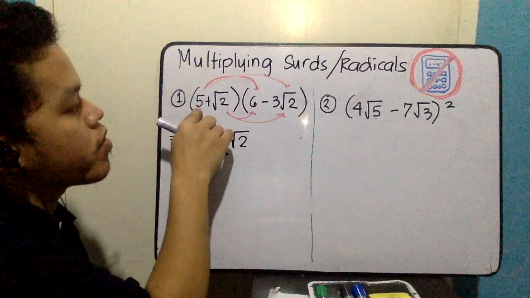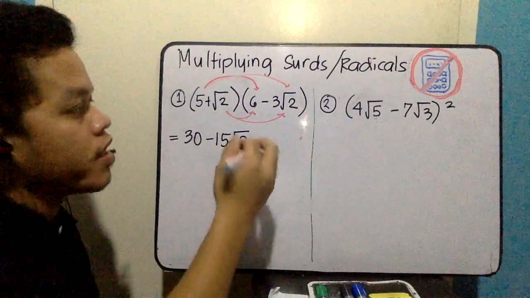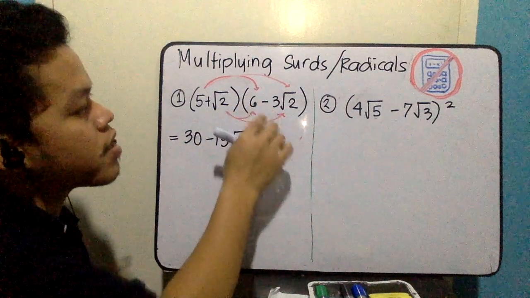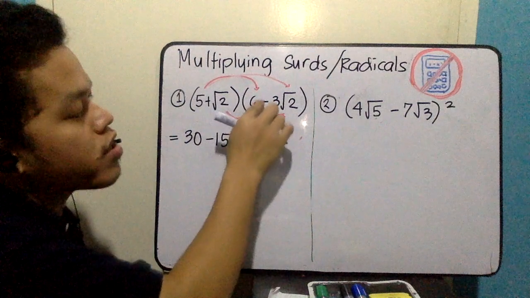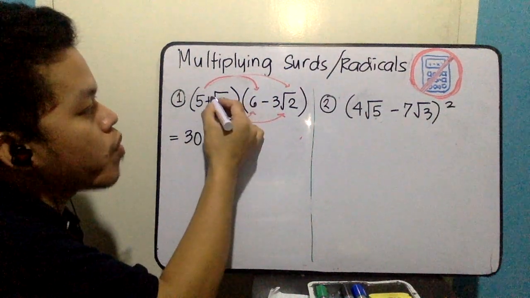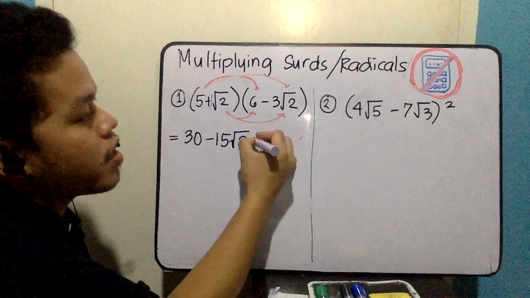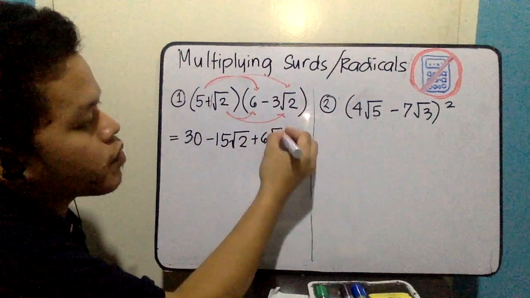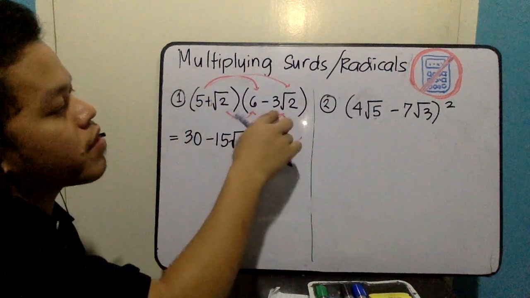Remember, if there's no surd here, that means you just multiply the number to the numerical coefficient. Now, square root of 2 times 6: you cannot multiply 6 and 2 since this is a constant and this is a surd. So you're multiplying 6 to the numerical coefficient 1 of square root of 2. So that will be positive 6 square root of 2. And then, of course, square root of 2 times negative 3 square root of 2.